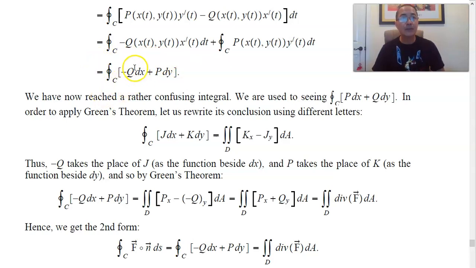Okay? So the minus Q corresponds to J, and the P corresponds to the K. Alright? So according to Green's theorem, you start with Kx, K is P. So you just have Px, okay. And then you have minus Jy. Who is the J? J is the minus Q. So you have minus Q with respect to y. Ta-da! You have Px plus Qy. That is your divergence because there is no r. Okay? So there you go. That is the second form for Green's theorem, the contour integral of F dot n ds, where n is our unit outward normal vector, is the double integral of the divergence of F over the domain enclosed by the curve C.